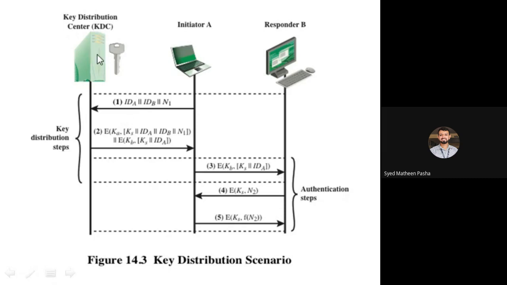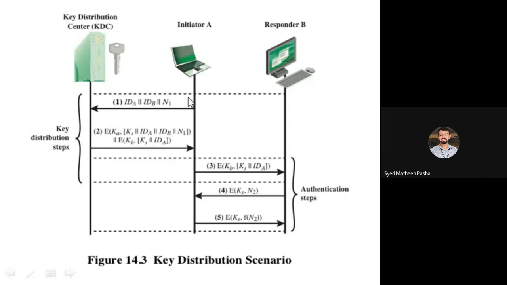What is the first step? Basically, one service is being asked. Initiator A is asking for a key by sending inputs of ID A, ID B, as well as the number of keys, how many keys it requires. What does the KDC do? It will encrypt the key with the help of whatever data it gets and give it to the initiator A.